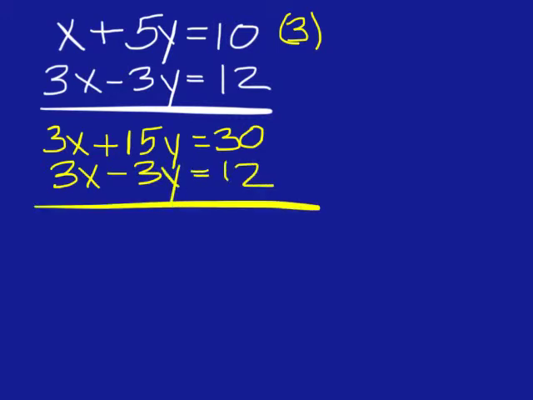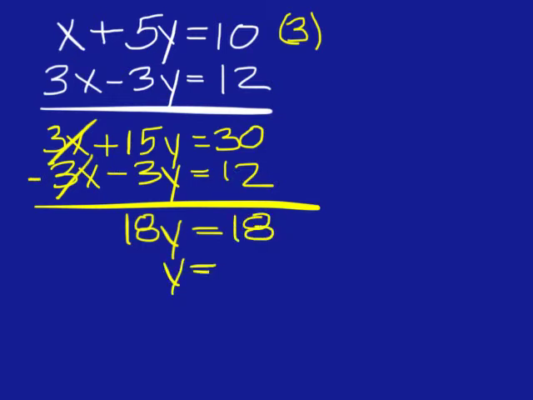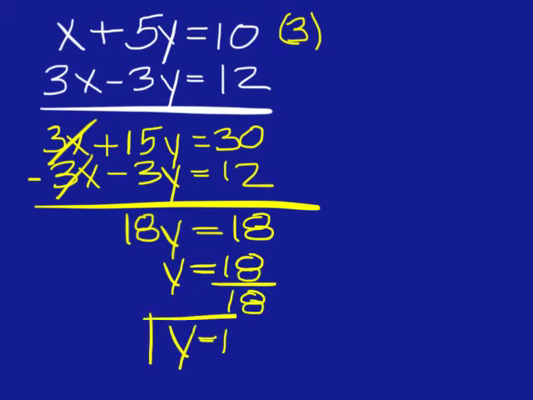And now you have to go back and look at the first two numbers. They are both positive. That means you must subtract. That means these cancel. Now you need to do 15 minus negative 3. 15 minus a negative 3 is a positive 18. And now do 30 minus 12. 30 minus 12 is 18. Divide 18 by 18 and we get 1 for y.